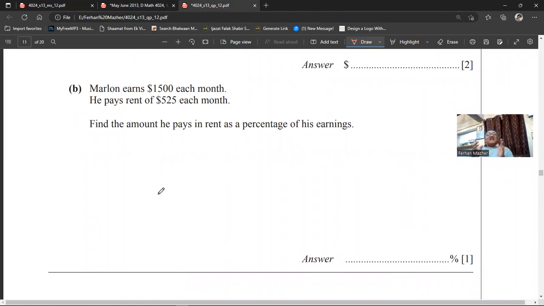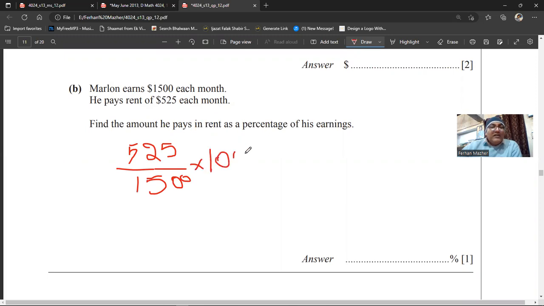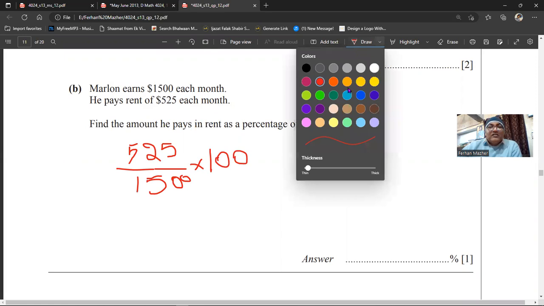So Marlon earns $1,500 each month. He pays the rent 525 each month. Find the amount he pays in rent as a percentage of his earning. So out of $1,500, out of this $525 he pays as a rent. The income is 1,500. So to convert it into a percentage, I will multiply this fraction with 100. Okay. So this is how it will work.